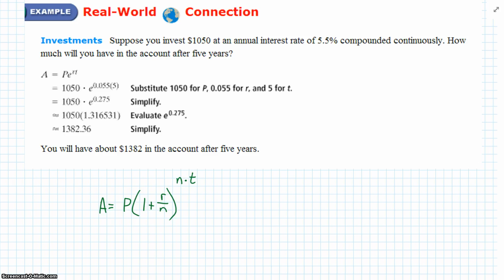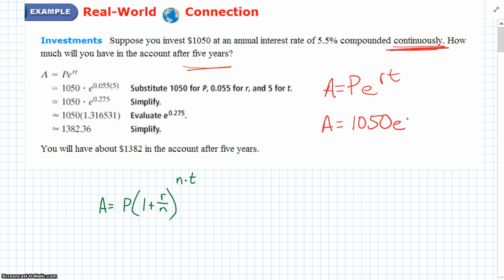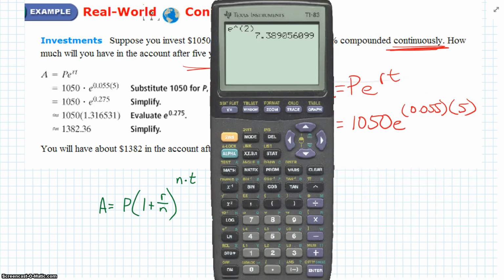Suppose you have $1,050 at an annual interest rate of 5.5% compounded continuously. How much will you have after 5 years? So A equals Pert, because it's continuous. The amount we're going to have is going to be equal to the principal. Well, how much did we start with? $1,050 times e. Well, what was my interest rate? 0.055. Remember, we put it in decimal form. And how much time? 5 years. Easy job for our handy dandy calculator.